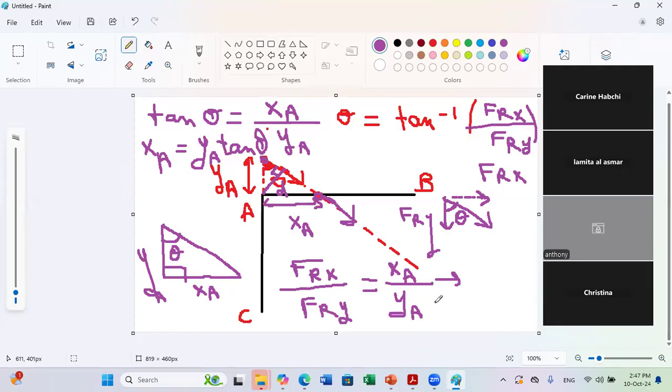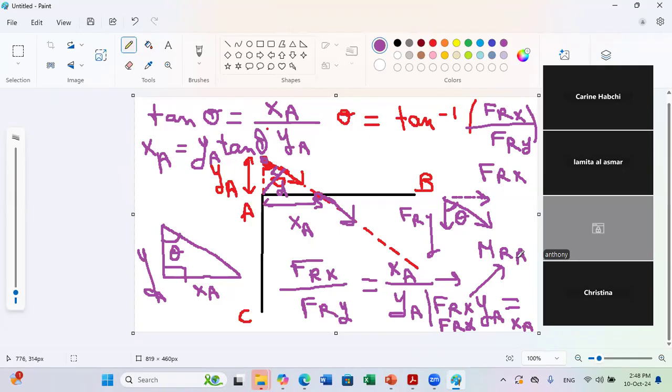We get that FRX times YA is equal to FRY times XA. And this is what? This is the moment about A. These two are equal to what? To the resultant moment about A. Okay. So all methods will give me exactly the same results.